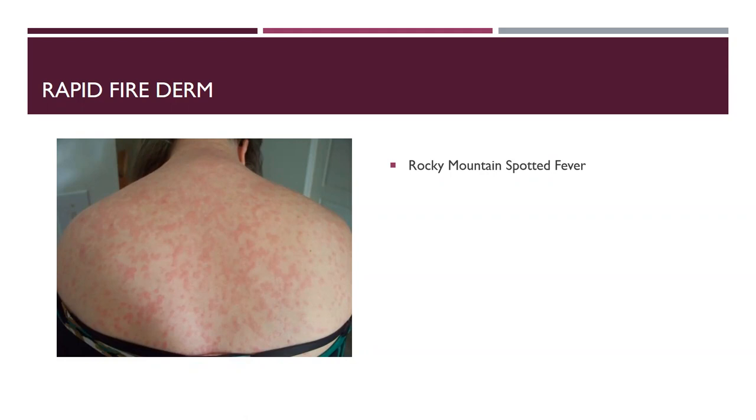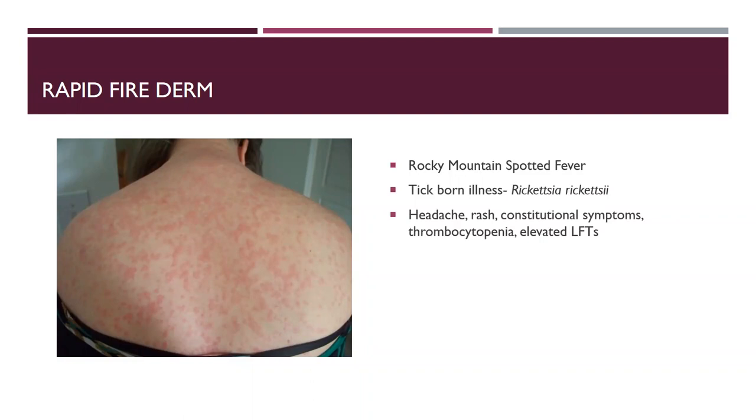So this is what Rocky Mountain spotted fever looks like. It looks a lot like measles to me, and that's kind of on the differential when you see a rash like this. It's caused by rickettsia. It's a tick-borne illness, not usually seen in Michigan, but can be. They will basically have constitutional symptoms, headache in most of them, this rash, and then thrombocytopenia with some LFT elevation. Big thing is the rash actually comes 3 to 5 days after the start of symptoms, and you don't want to wait for the rash to start treatment.